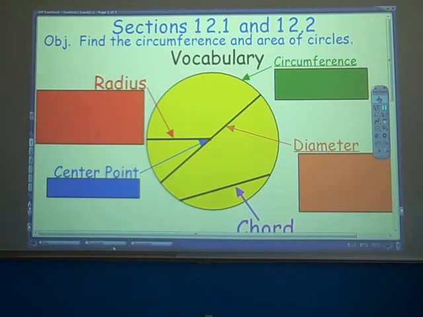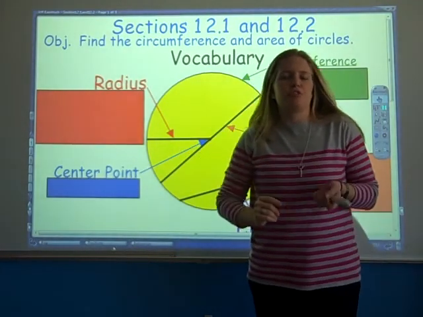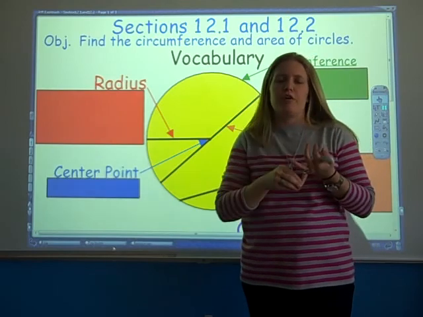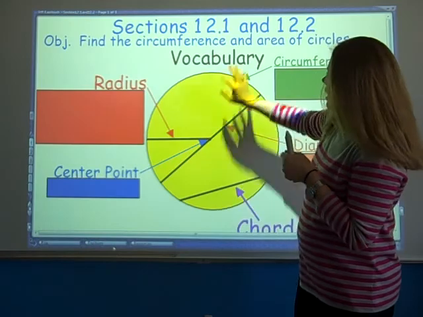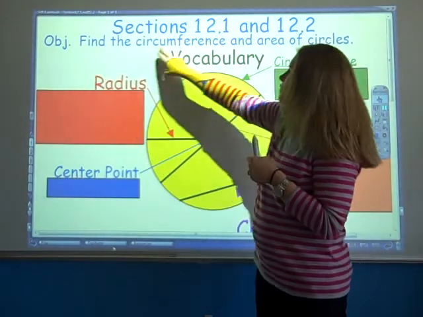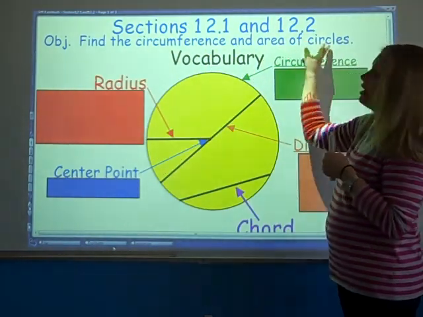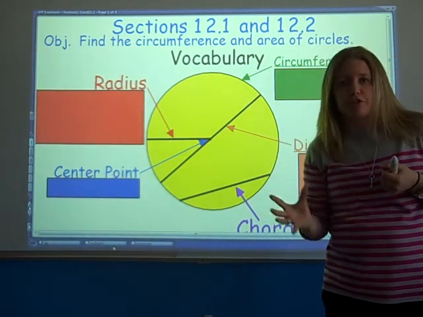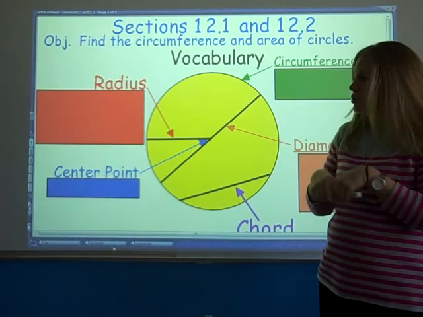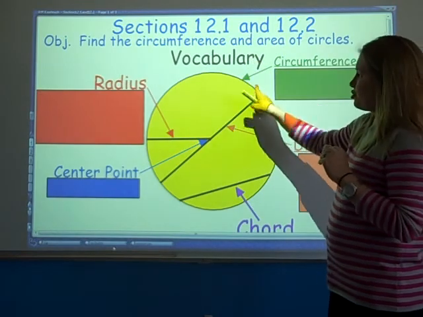Okay, hi everybody. We're continuing with our geometry unit, and now we're going to be doing sections 12.1 and 12.2 together in one lesson. The objective for this lesson is to find the circumference and the area of circles. So first we just need to do a bunch of vocabulary about circles, make sure you understand that, and then we'll do some problems. Vocabulary, so draw yourself a circle.